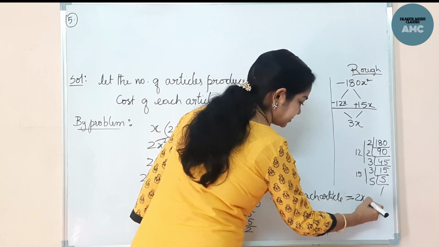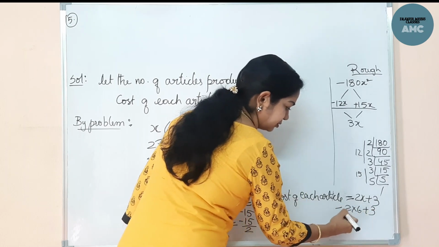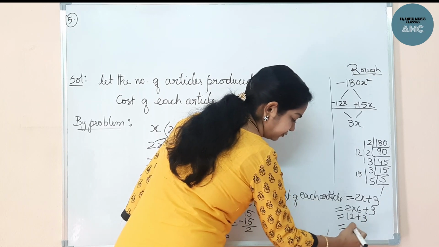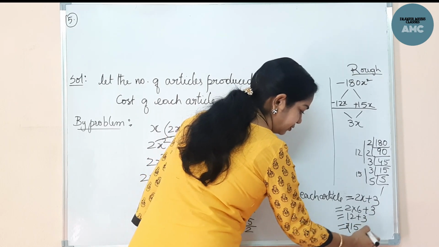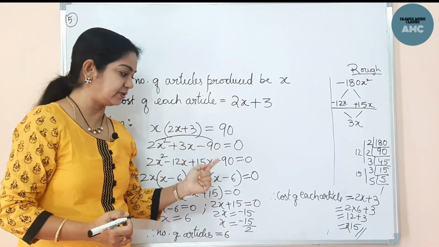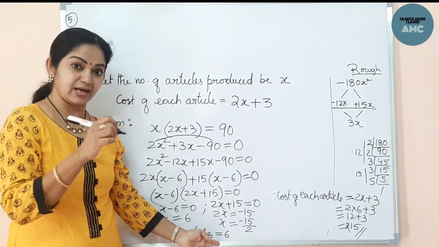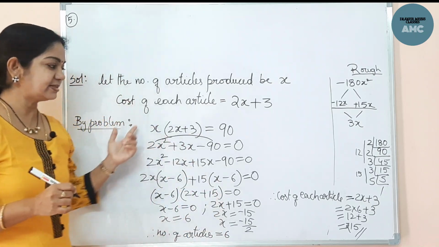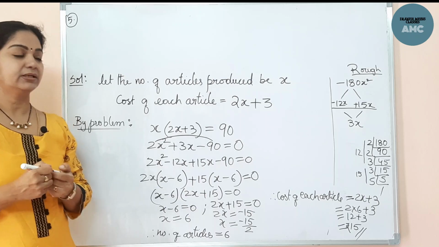Now given 2x plus 3. So 2 into 6 plus 3. So 12 plus 3, so 15. So that means rupees. Write the rupees here. Rupees 15 is the cost of each article. The pottery article produced is 15 rupees, and the number of articles produced in that day for 90 rupees, 6 articles were produced. So likewise, with the help of quadratic equations, by factorizing them, we can solve this problem.